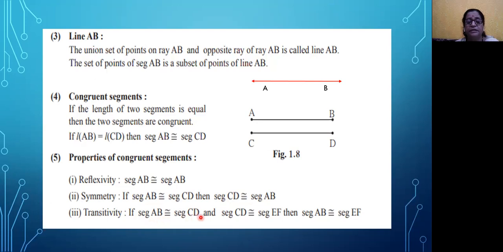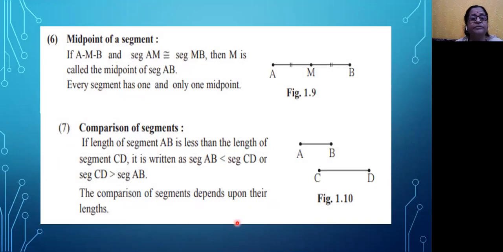Transitivity: we take three segments for comparison: AB, CD, and EF. If segment AB is congruent to segment CD and segment CD is congruent to segment EF, then segment AB is congruent to segment EF.